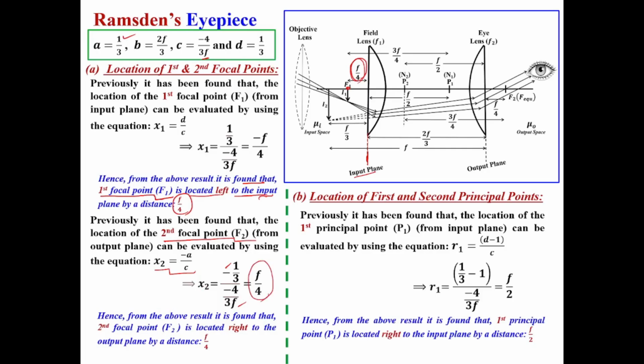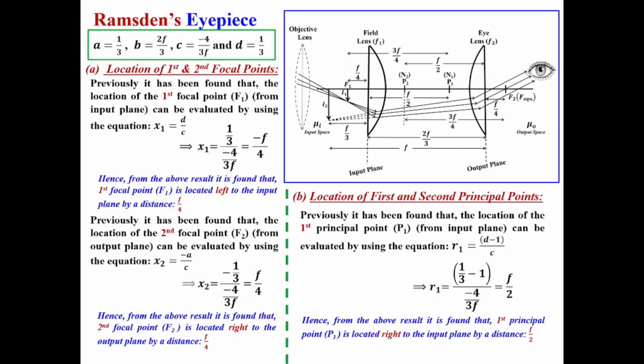Positive means we have to move towards the right. Hence, from the above result, it is found that the second focal point F2 is located right to the output plane by a distance f/4. So where is the output plane? This is your output plane. From this output plane we have to move f/4 distance, this much distance, and we can find the second focal point.